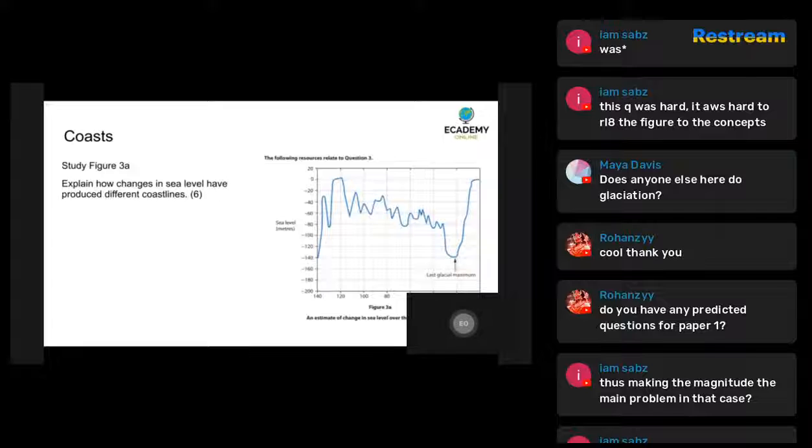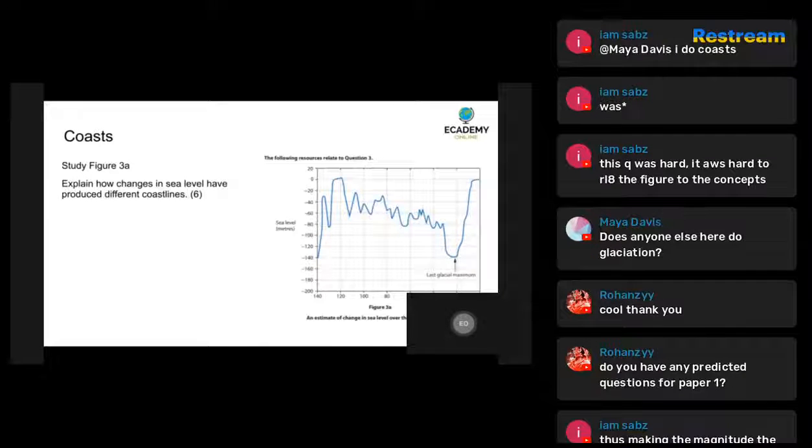Yeah, certainly. I think definitely this is a more challenging question because essentially you're being asked to just decipher information very quick.